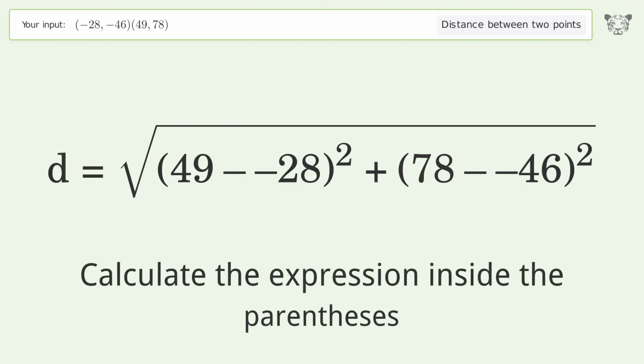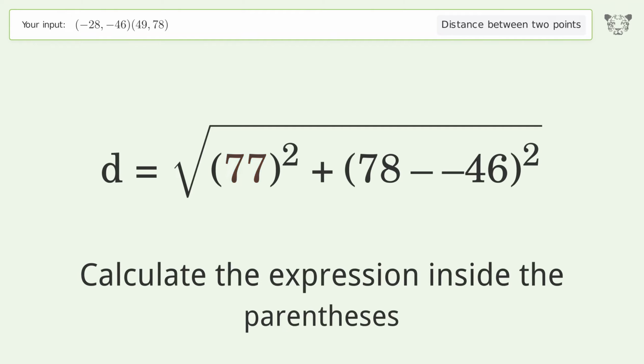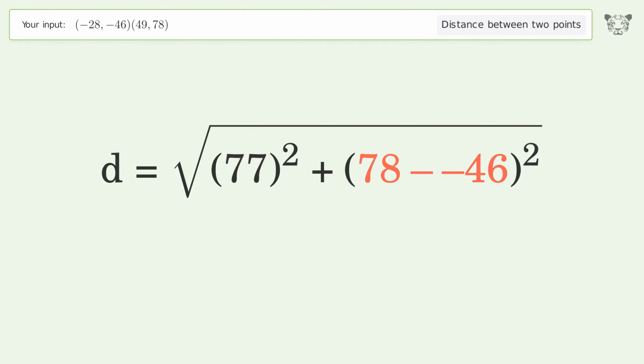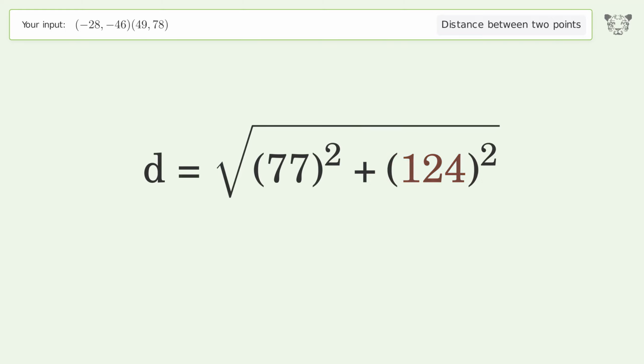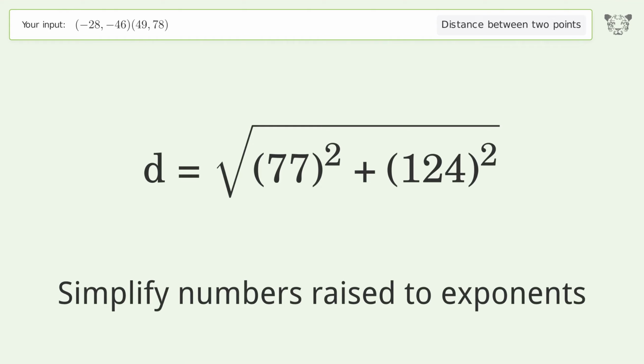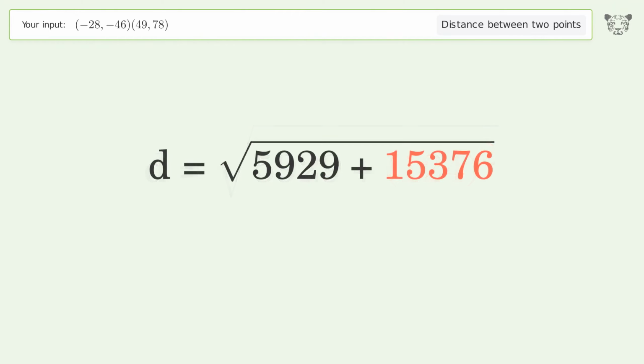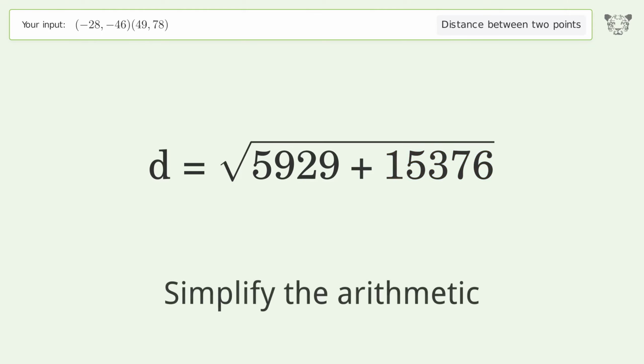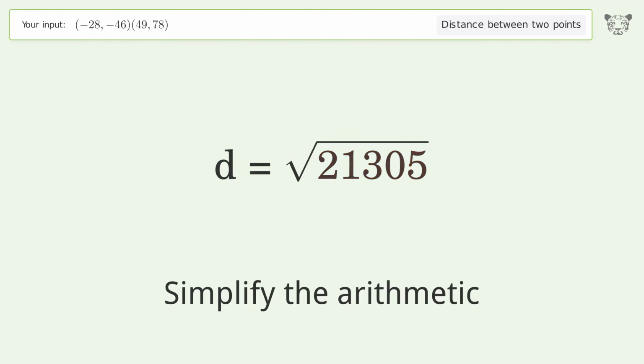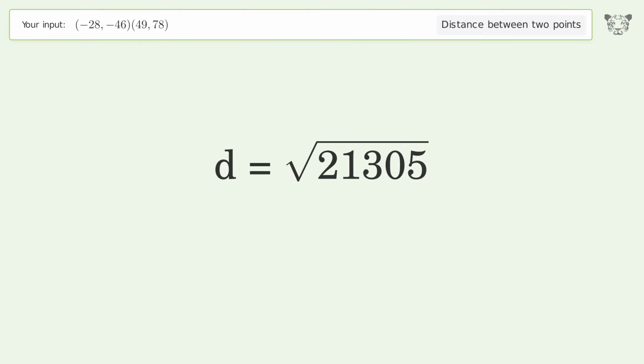Calculate the expression inside the parentheses. Simplify numbers raised to exponents. Simplify the arithmetic. And so the distance between the 2 points is the square root of 21,305, or 145.962.